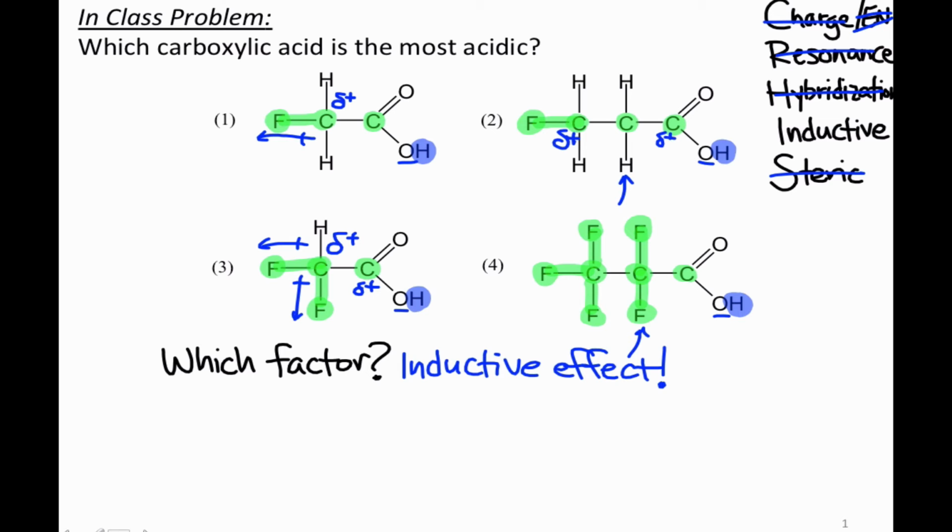charge on this carbon. However, the clear winner in terms of inductive effects is this molecule that includes 5 fluorines bonded to the 2 carbons that are linked to the carboxylic acid functional group. These 5 fluorines put massive positive charge on these 2 carbons and the carbonyl carbon.